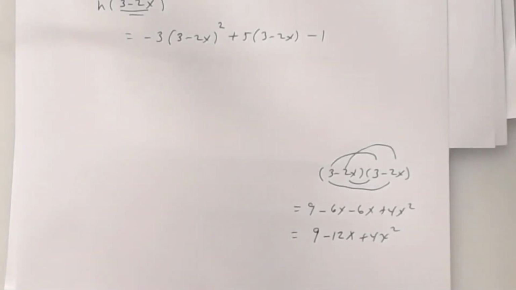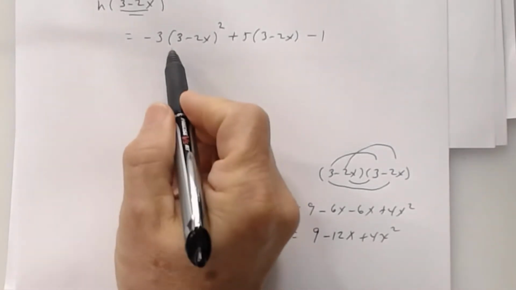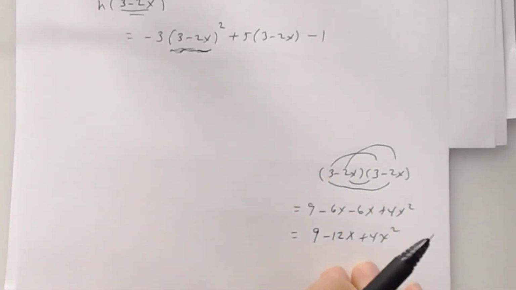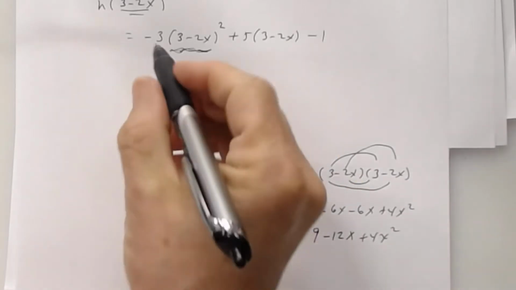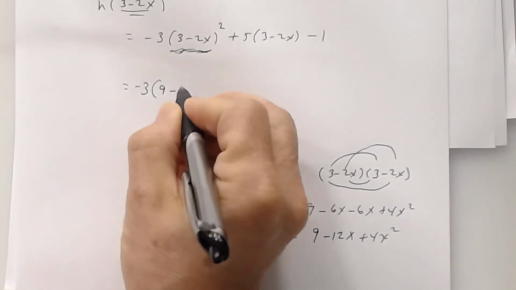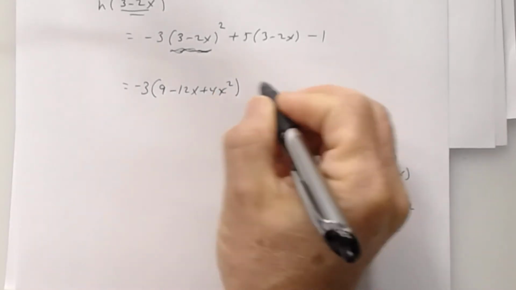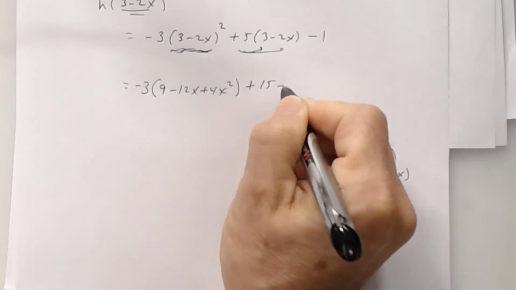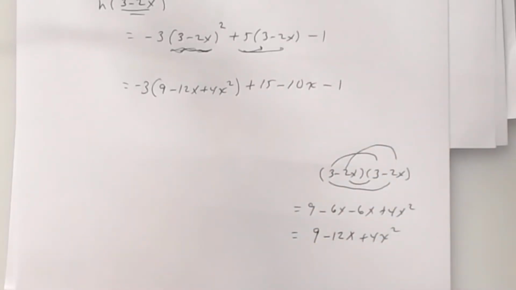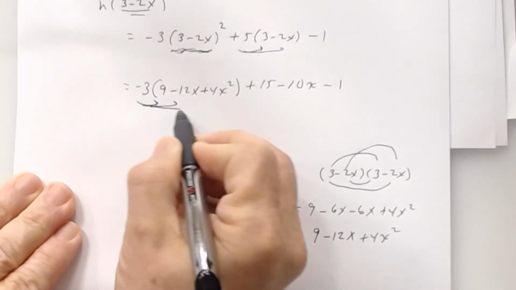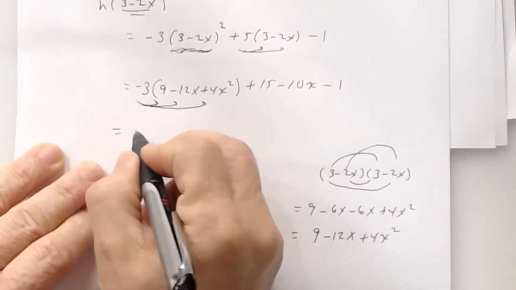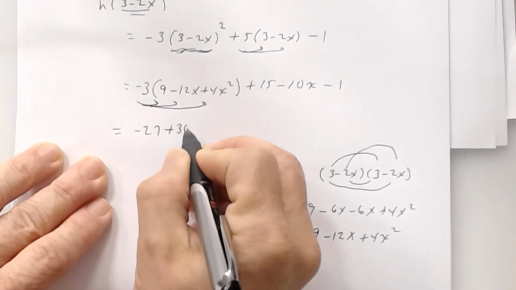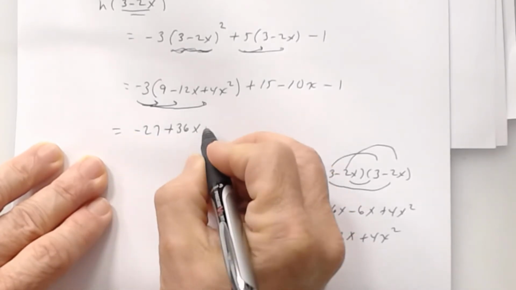All right, so that trinomial goes where? Right here, right? This binomial squared. But all those terms in that trinomial have to be multiplied by what? Negative 3. So I get negative 3 times 9 minus 12x plus 4x squared. Then let's go ahead and distribute the 5 here. What does that become? Plus 15 minus 10x minus 1. What's the next step? Distribute negative 3. 2 more steps and you're done. So that's negative 27. What's negative 3 times the negative 12x? Plus 36x. What's the negative 3 times a positive 4x squared?